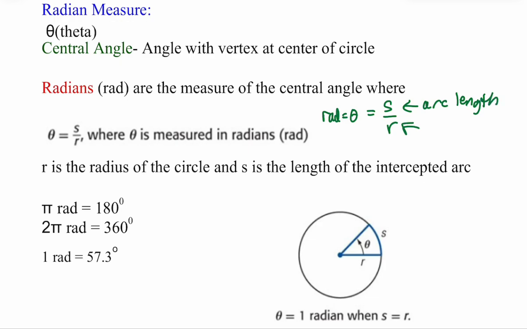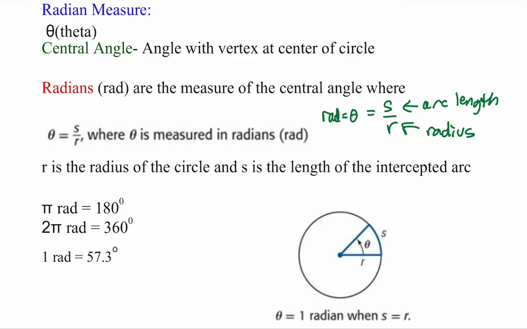The R is the radius of the circle that you're in. So your radian measure is actually a comparison of how far you swept across the circle, that S, and how big your circle was, that R. So it's S over R. R is the radius of the circle, and S is the length of the intercepted arc. Again, you're going to hear some terminology from your geometry class back in the day.